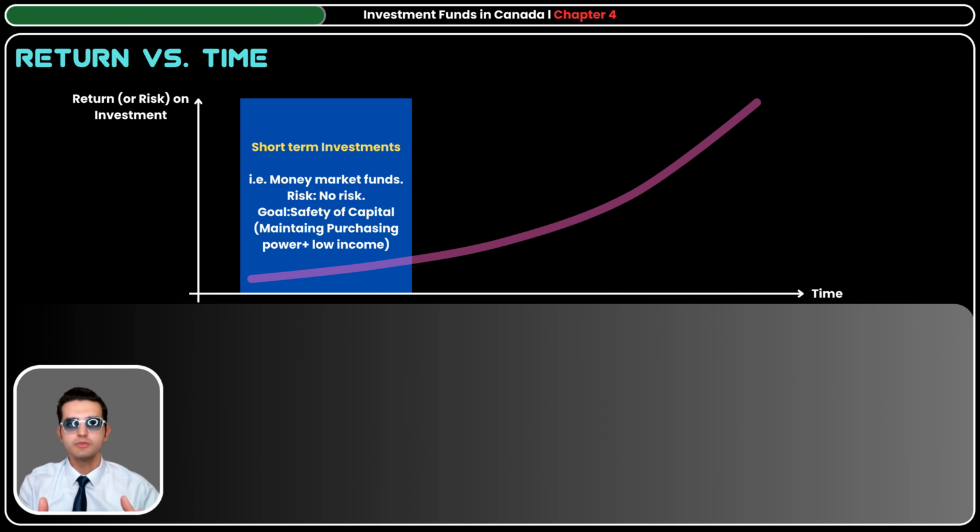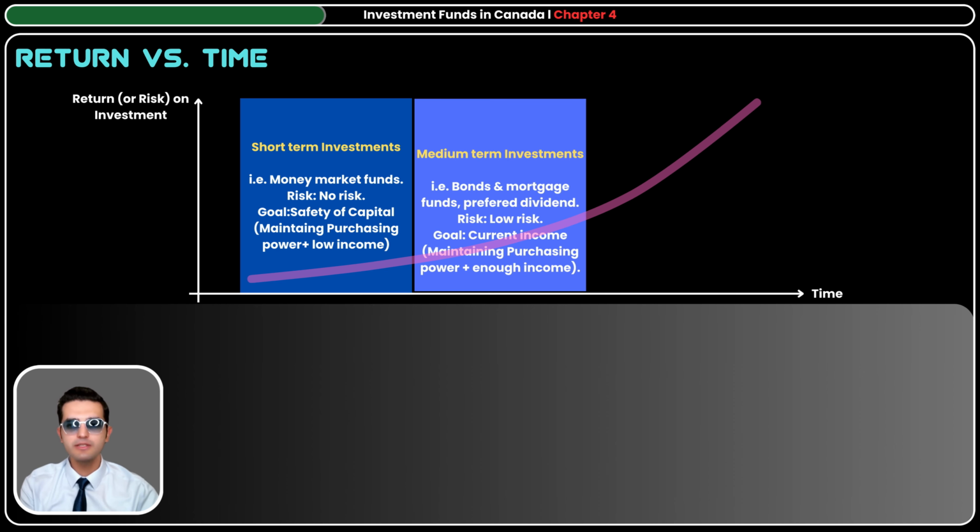Let's get to medium-term investments. What are the examples of medium-term investments? Bonds, mortgage funds, and preferred dividend shares are examples of medium-term investments. As its name indicates, medium-term. So you have medium risk or low risk, and you expect medium return, okay? What's the primary goal of medium-term investments like bonds, mortgage funds, and preferred dividend shares?